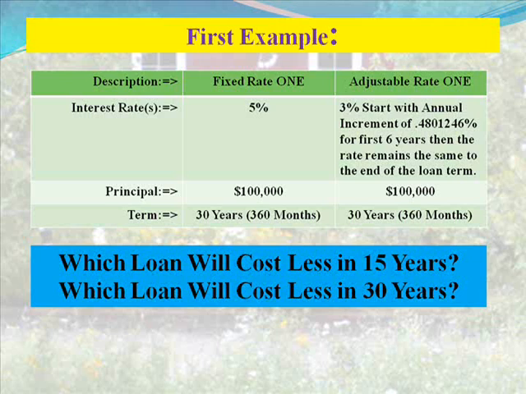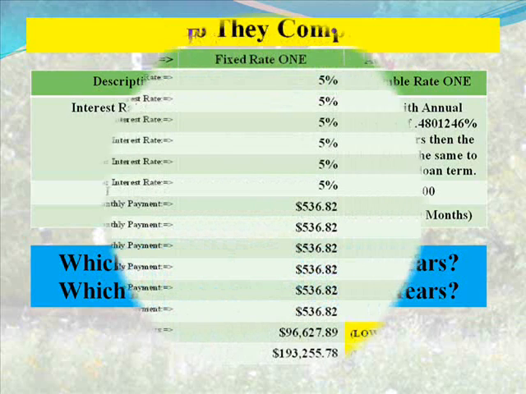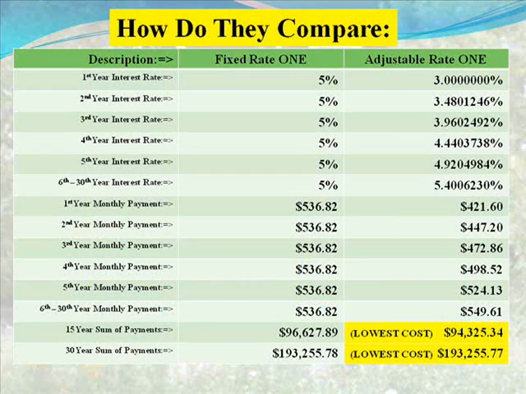Which loan will cost less in 15 years? Which loan will cost less in 30 years? How do they compare?